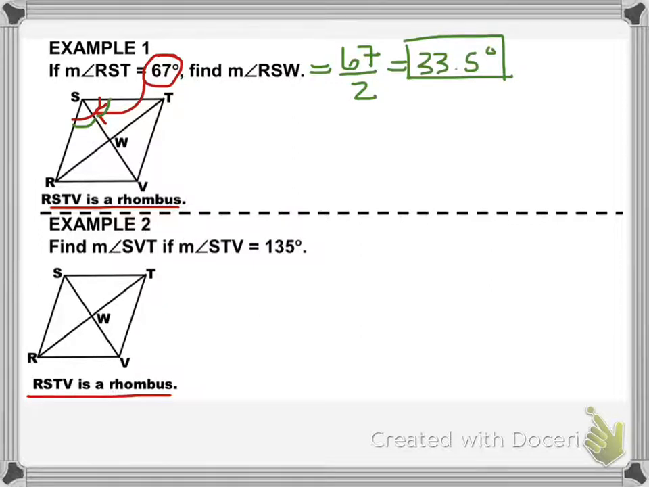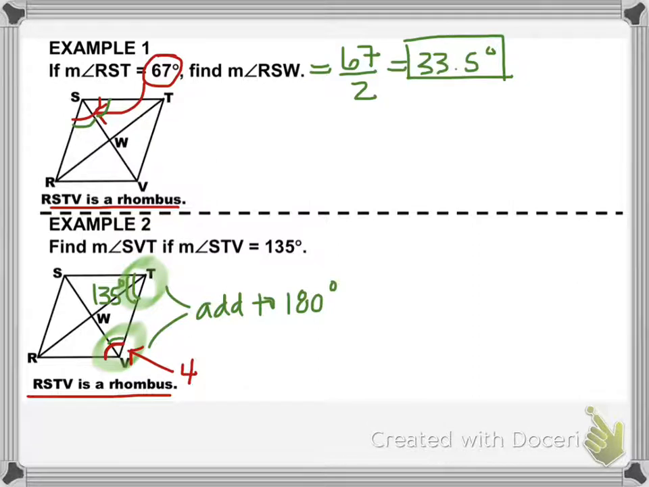The next one, it says, find the measure of SVT, that's this angle here, if the measure of STV, that's this angle here, is 135 degrees. Okay, so I want you to remember, this angle and this angle are consecutive, so they add up to 180. Okay? If they add up to 180, then the measure of RVT, which is these two together, is going to add with the 135 to equal 180. So it's going to have to be 45 degrees. So that red angle right there is 45 degrees.